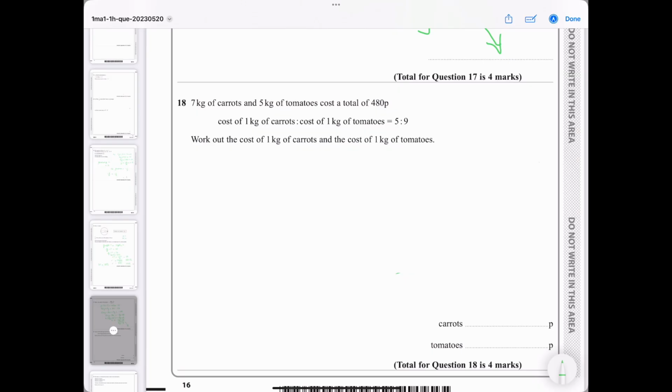On question 18, we have 7 kilograms of carrots plus 5 kilograms of tomatoes, and they cost 480 pence. And we know that the cost of 1 kilogram of carrots to the cost of 1 kilogram of tomatoes is 5 to 9. So let's say C to T equals 5 to 9. So we can cross multiply and we can find out that carrots are 5 over 9 of tomatoes.